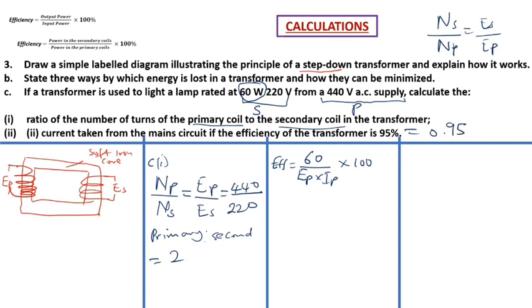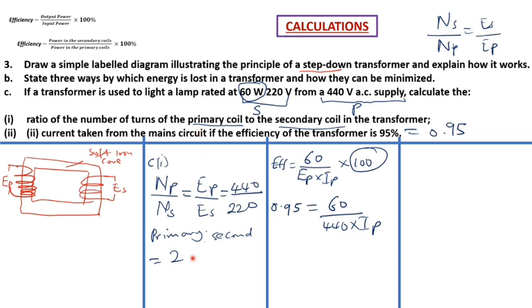I will just omit the 100 from it, so I get 0.95 is equal to 60 over the primary voltage, 440, times the primary current IP. That's what they asked us to calculate, the current taken from the mains. The current taken from the mains means the current that the primary circuit or the primary turns of the transformer takes from the main circuit.